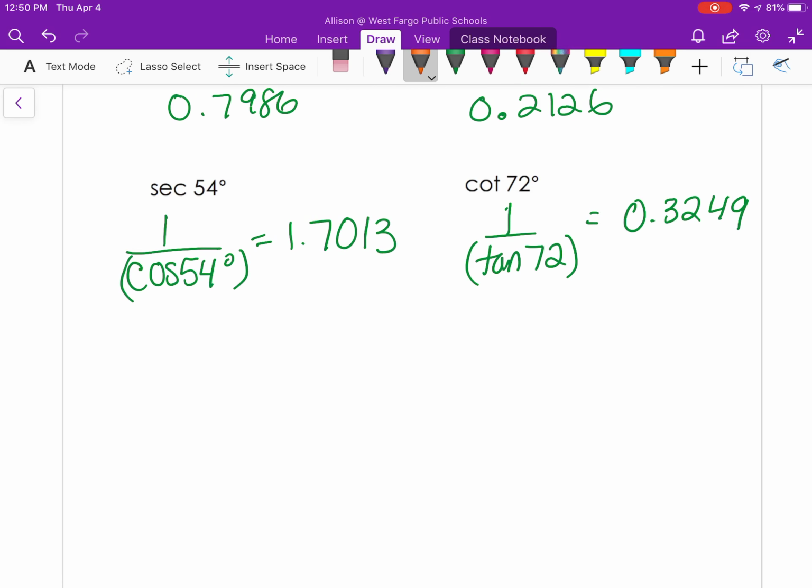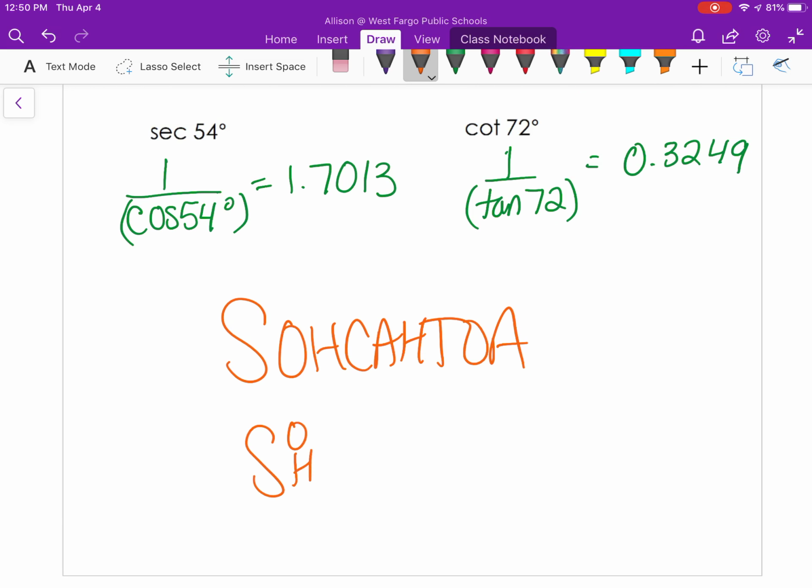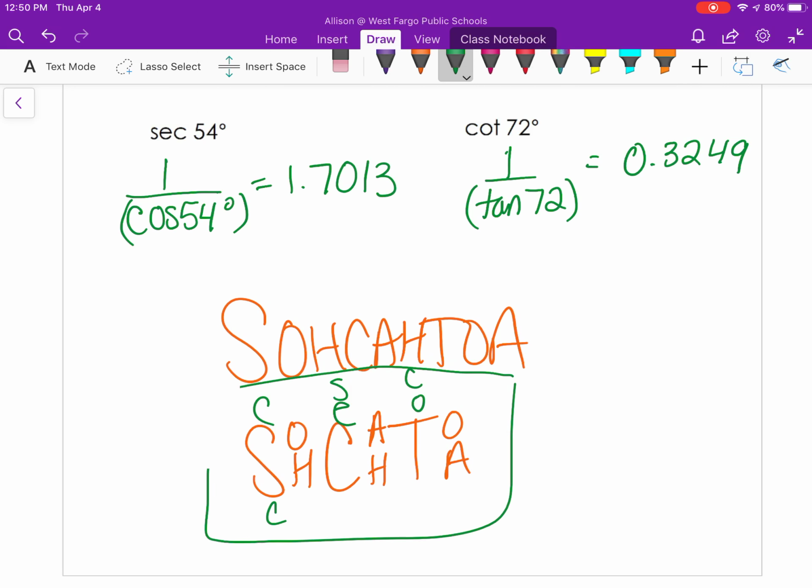You have to remember the acronym Sohcahtoa. Sine is opposite over hypotenuse, cosine is adjacent over hypotenuse, and tangent is opposite over adjacent. And then you need to remember that sine goes with cosecant, cosine goes with secant, and tangent goes with cotangent, which are the reciprocals. So those are the big things for this unit that you really need to remember.